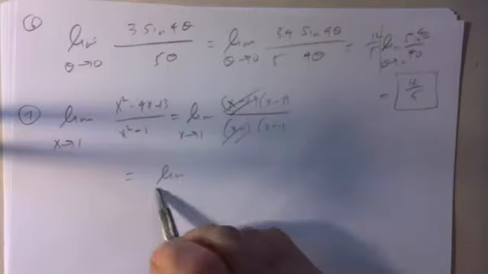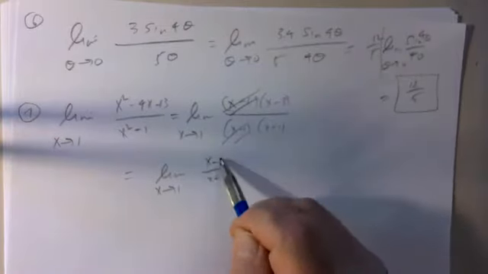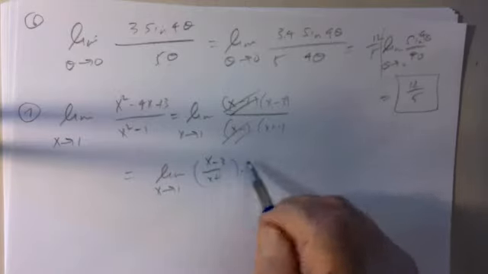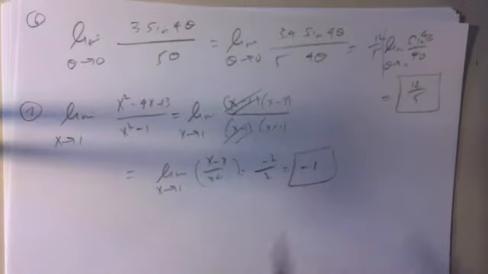So this is the limit as x goes to 1 of x minus 3 over x plus 1, which is 1 minus 3 is minus 2 over 2. So the limit is minus 1.